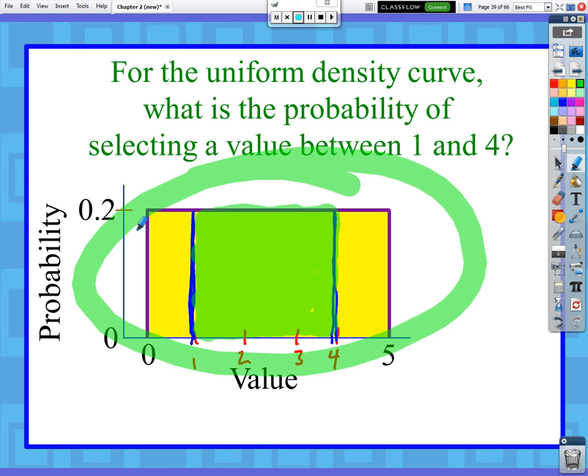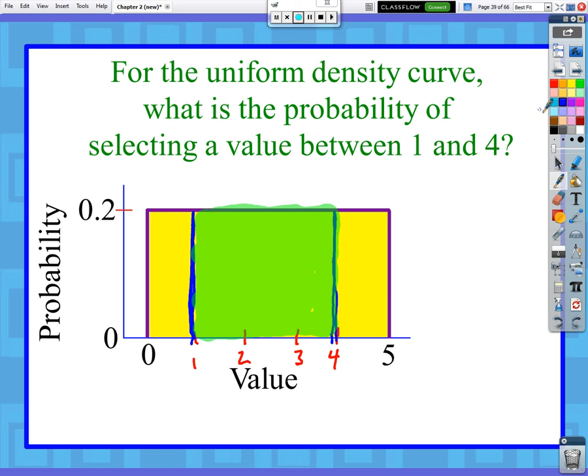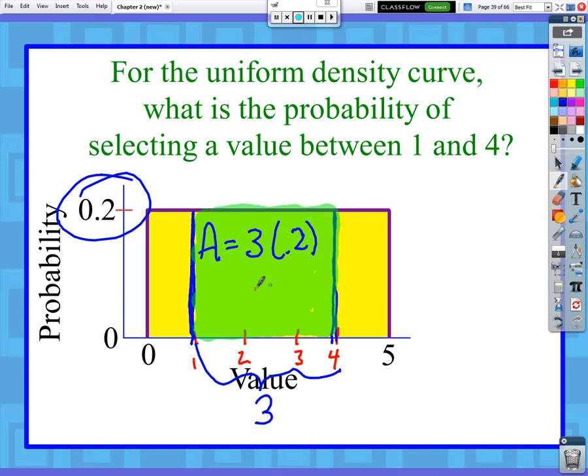Now we know the probability of being anywhere between 0 and 5 is 100%, so this answer is going to be smaller than 100%, but you still want to think about this in terms of area. Now, instead of the base being the full 5, the base is the difference between 1 and 4, which is 3. And what's the height of this rectangle? It's still technically our 0.2, since it has a uniform curve. So the area of this rectangle would be 3 times 0.2, which is 0.6, or 60%. So 60% of all values are between 1 and 4.